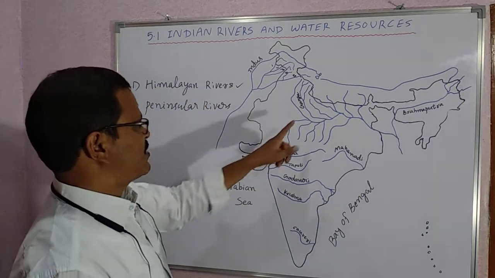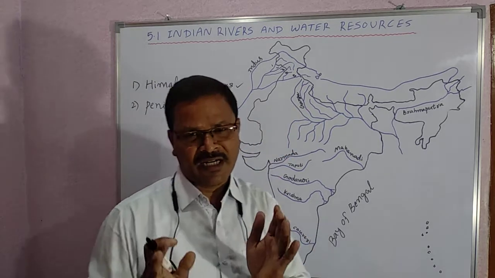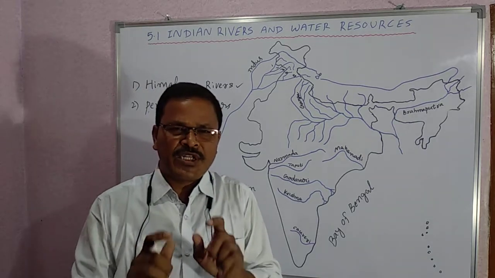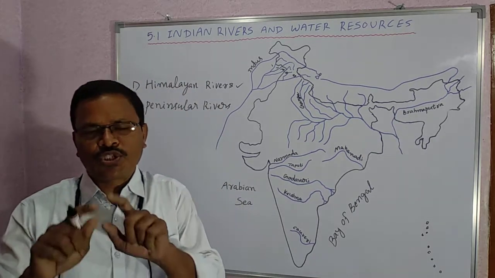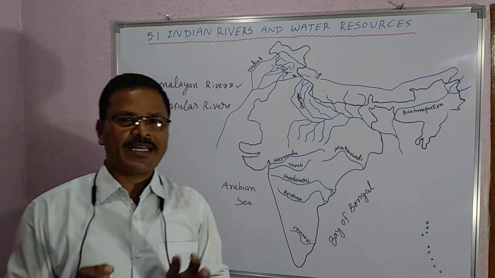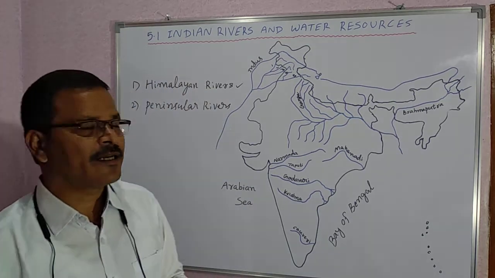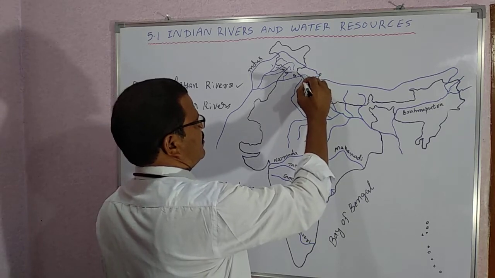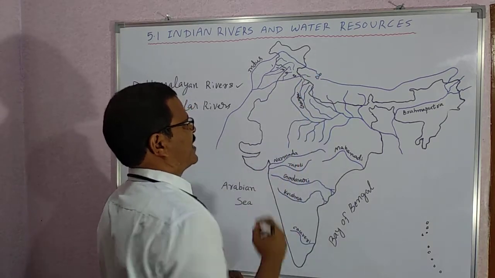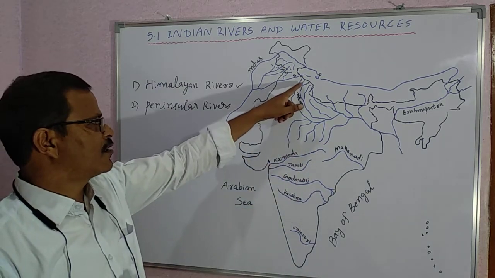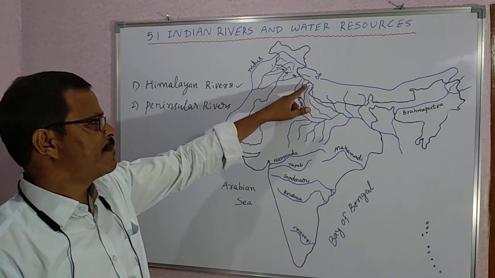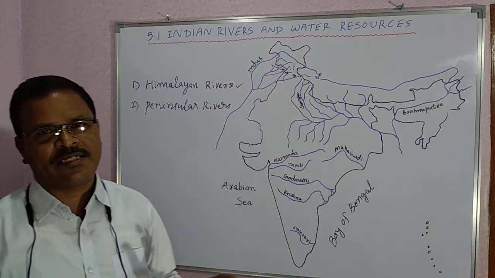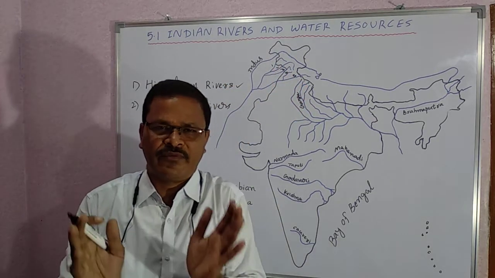And the second river system is Ganga. Ganga has twin sources, that means 2 sources. What are they? This is the first one, and this is the second one. This is Gangotri Glacier. This is Satapnath Glacier. These 2 are the sources of Ganga.